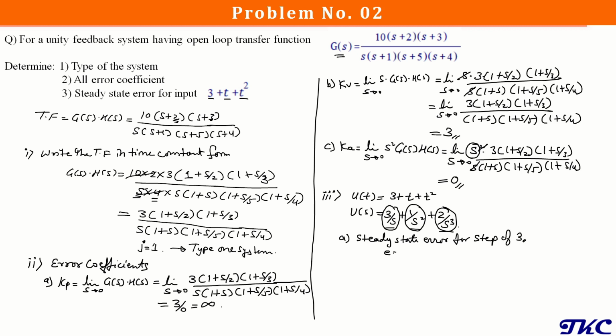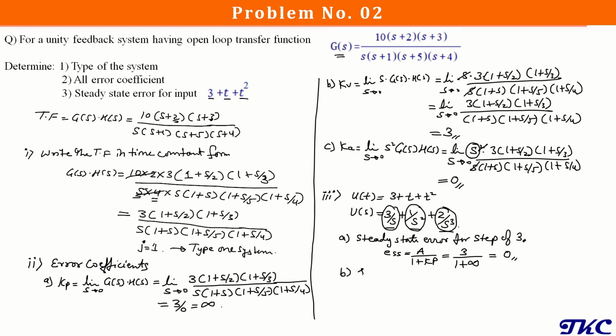First we'll find the steady state error for the step input of magnitude 3. We know that the steady state error for a step input is given by A by 1 plus Kp. So A, the magnitude of the input, we got as 3, divided by 1 plus Kp, which we got as infinity. So 1 plus infinity is infinity, and 3 divided by infinity will be 0. So we got the steady state error as 0 for the step part of this input.